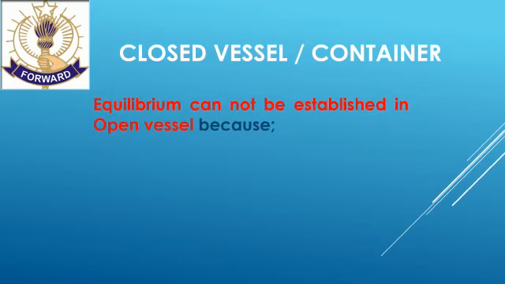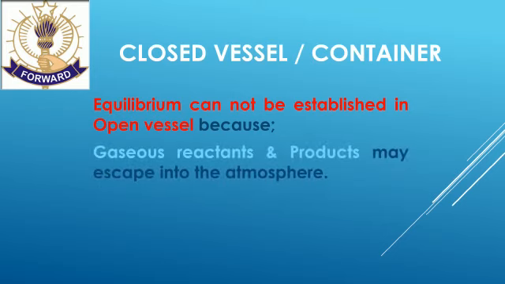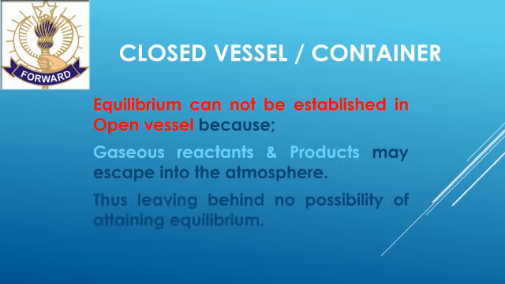The vessel means the container in which we are performing the chemical reaction. If it is open, then the equilibrium will not be established. Why? Because gaseous reactants and products may escape into the atmosphere if your container is open. So if you want to attain chemical equilibrium for a chemical reaction, then your vessel, your container, should be closed.